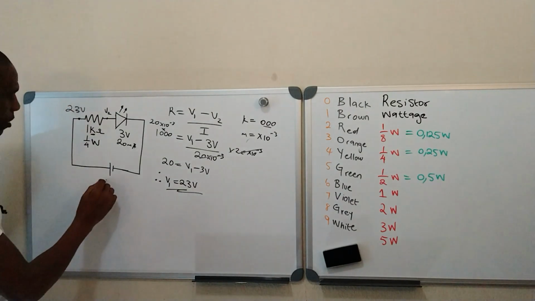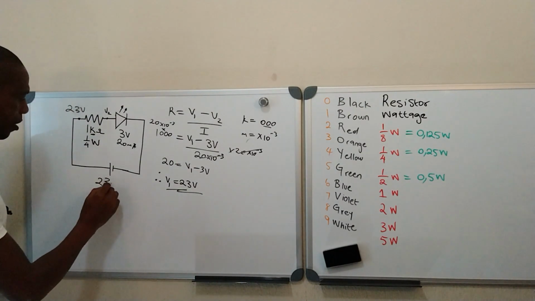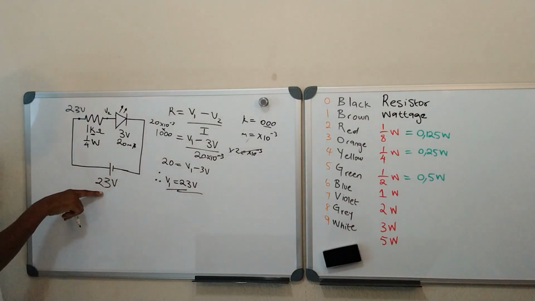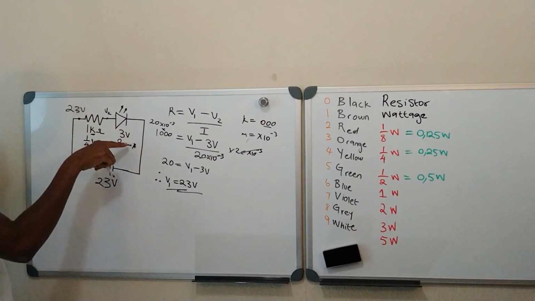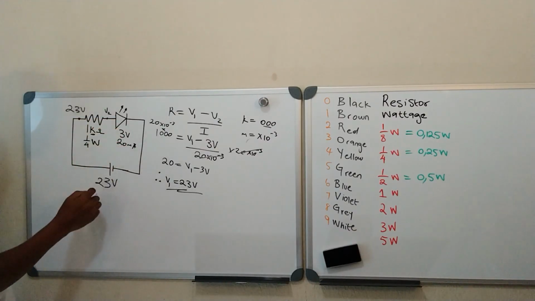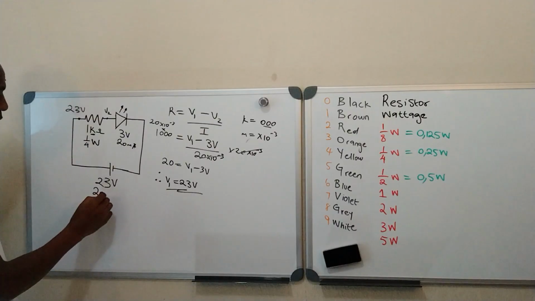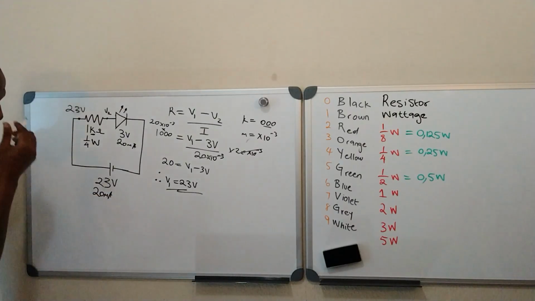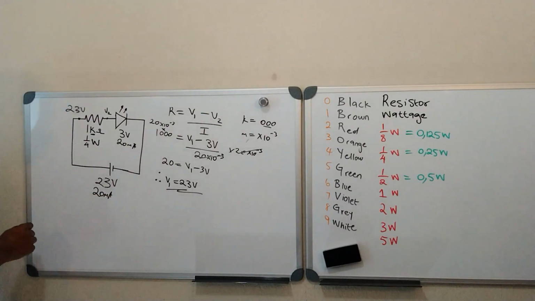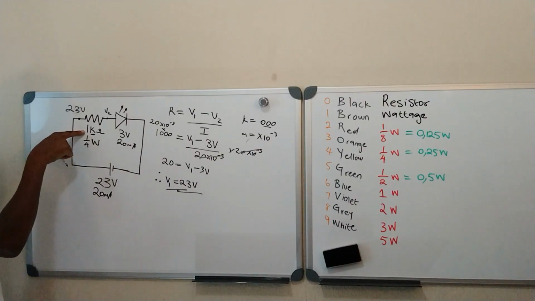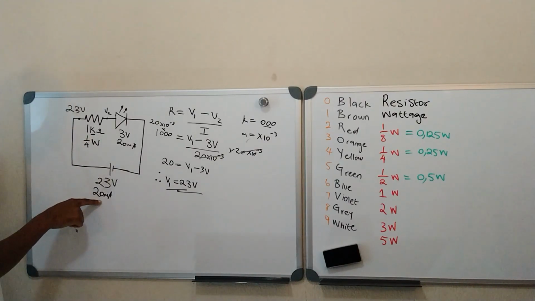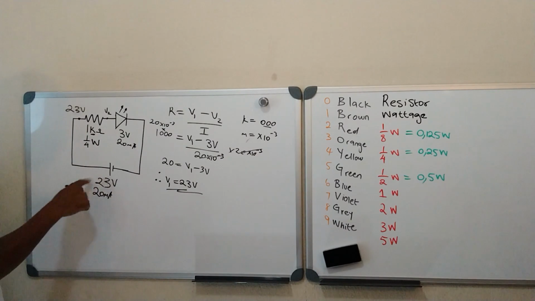And in essence, the source voltage will be 23 volts. And the current that we need for the LED, we already know is 20 milliamps. So we bring back 20 milliamps. Are we done? No, we're not done. Now we need to check or confirm that this resistor that we have will be able to withstand the power generated by the source.